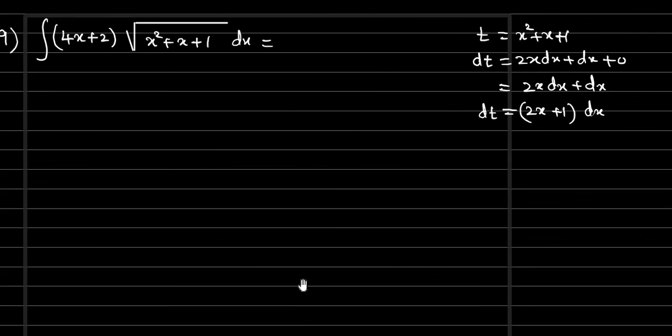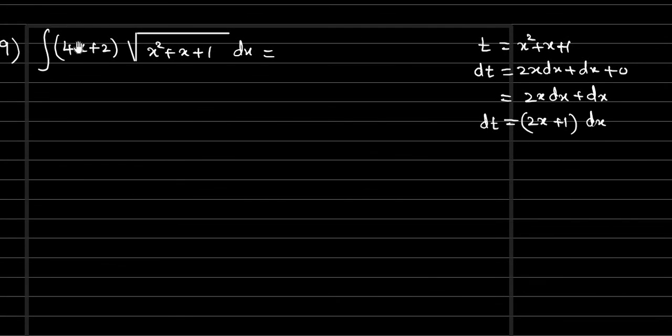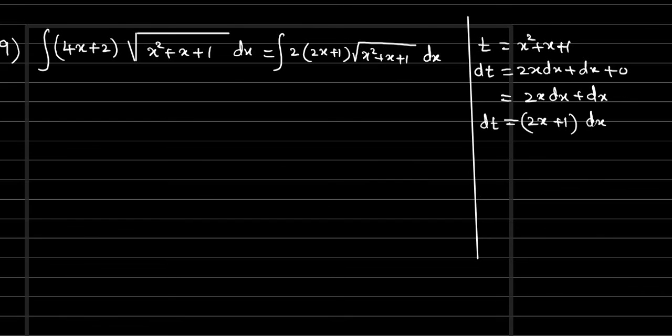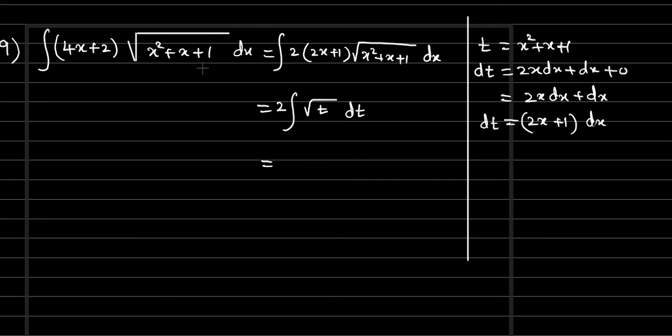So first thing is, I am going to take 2 commonly outside in the first part. When we take it, we are getting 2x plus 1 square root of x square plus x plus 1 dx. The constant 2 we can take outside. And 2x plus 1 dx together is what? It's dt. And inside the square root term only, we assigned it as t. That's all. See, this much complicated thing, after changing the variable, how simple it is now. Now we can proceed with the integration.